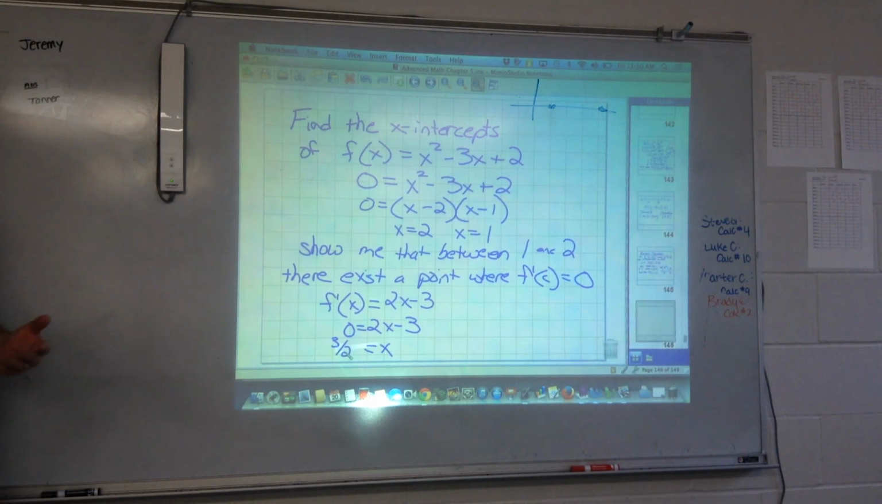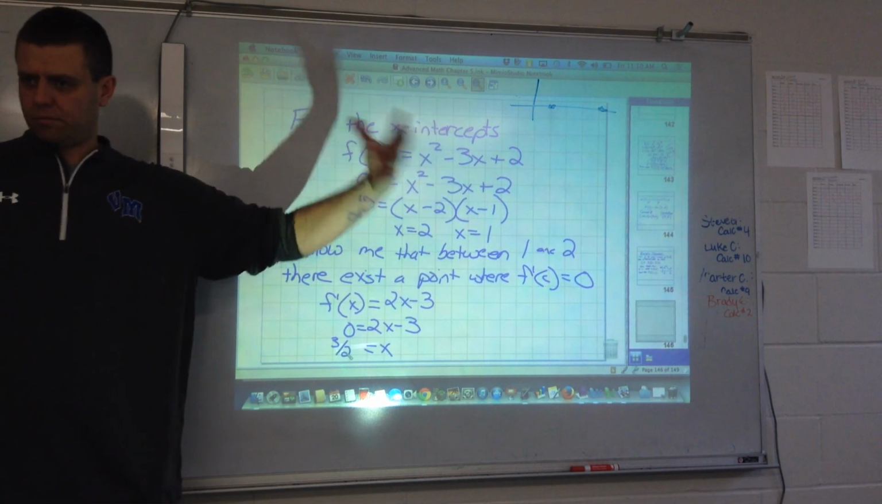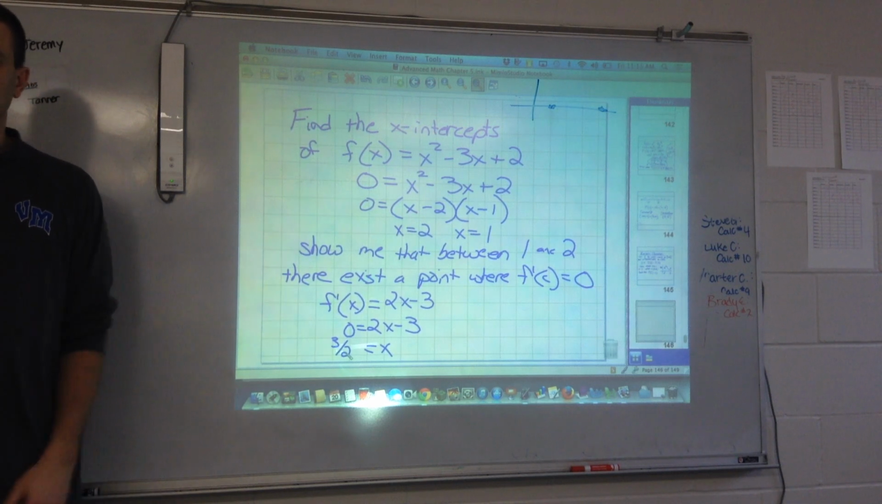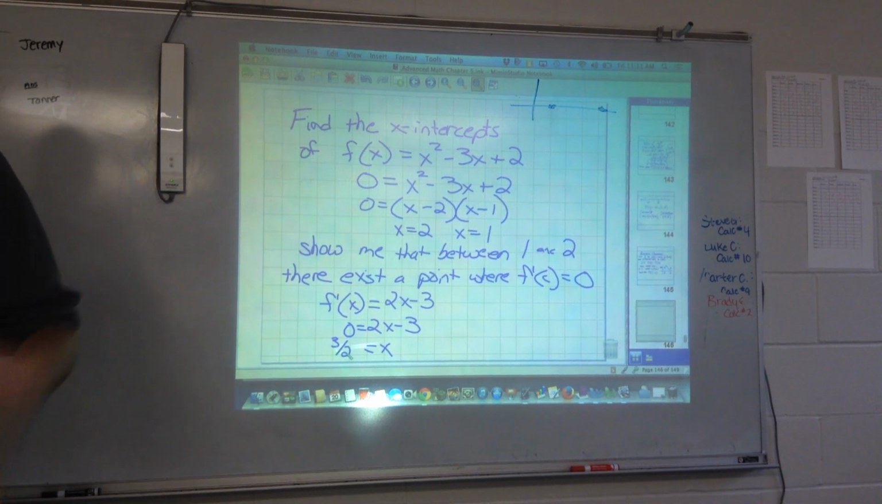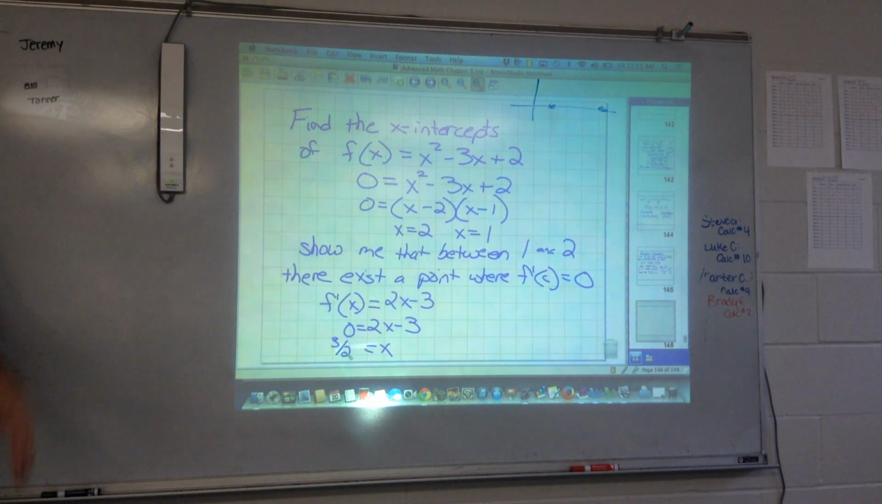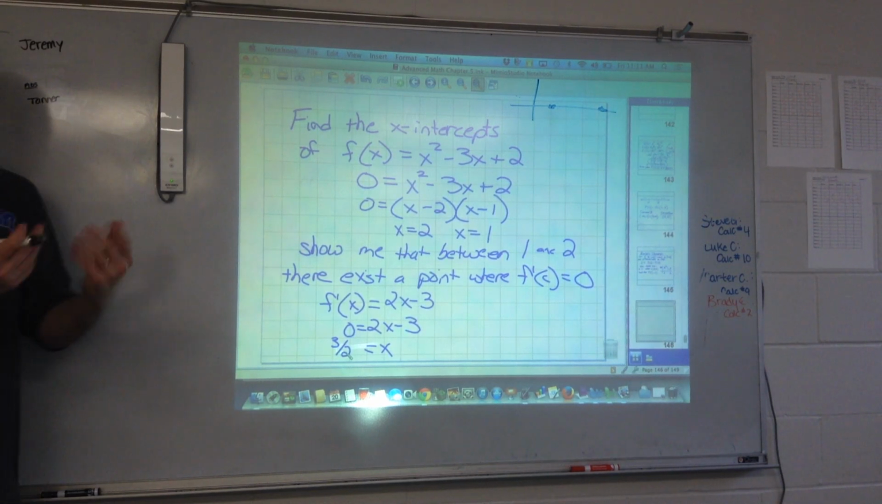Really pretty simple. I don't know that we use it a ton, but I want to make sure you're aware of it. We don't use it a lot going forward. It is a test question for you, but we don't use it a lot in calculus anyway. But it's kind of neat, just because of all the things that we know, this is a theorem that can be proven true.